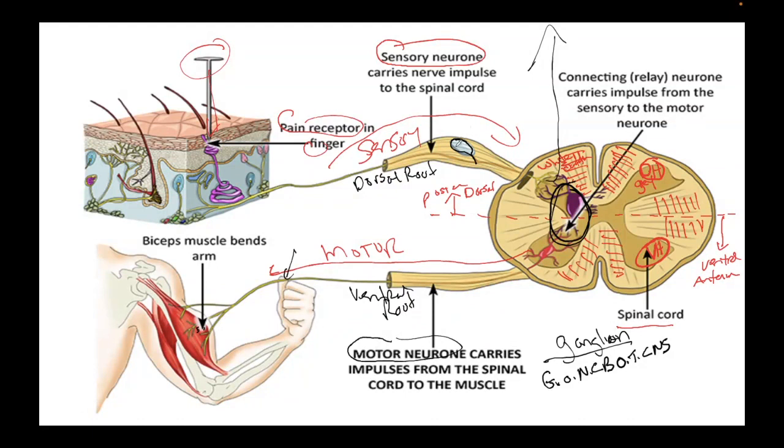So this is a cluster of nerve cell bodies. That's what this is. When you have a cluster or a group of nerve cell bodies in the CNS, then we call it a nucleus. So a group of nerve cell bodies outside the CNS, that's a ganglion. If it's inside the CNS, then that's a nucleus. All right. So just want you to pay attention to this ganglion.